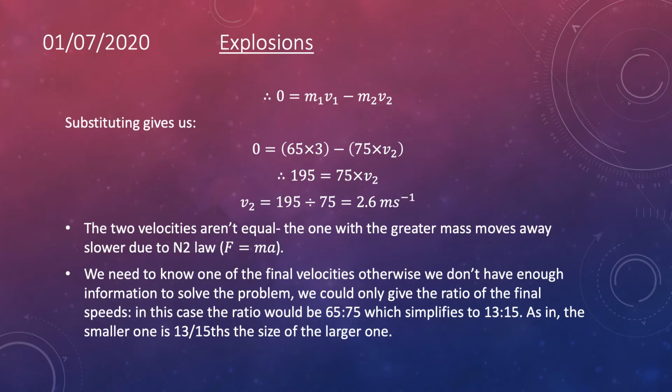Anyway, if we didn't know both of the final velocities, we could give the ratio of the two speeds. So the ratio in this case would be 65 to 75, which would simplify to 13 to 15, as in the smaller one is 13/15ths the size of the larger one. So 2.6 is 13/15ths of 3.